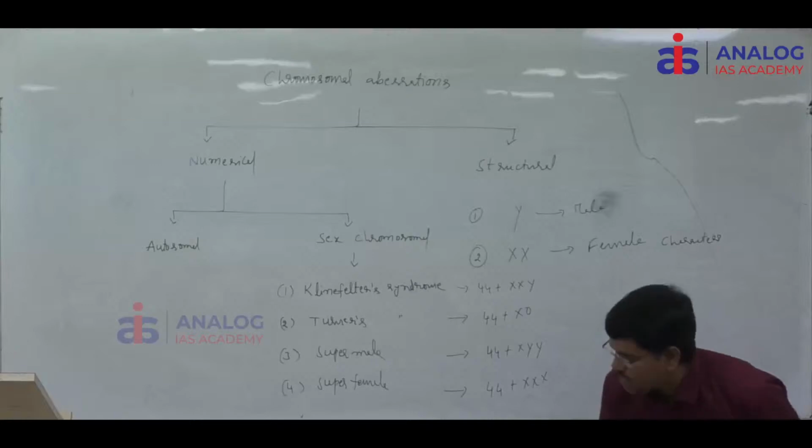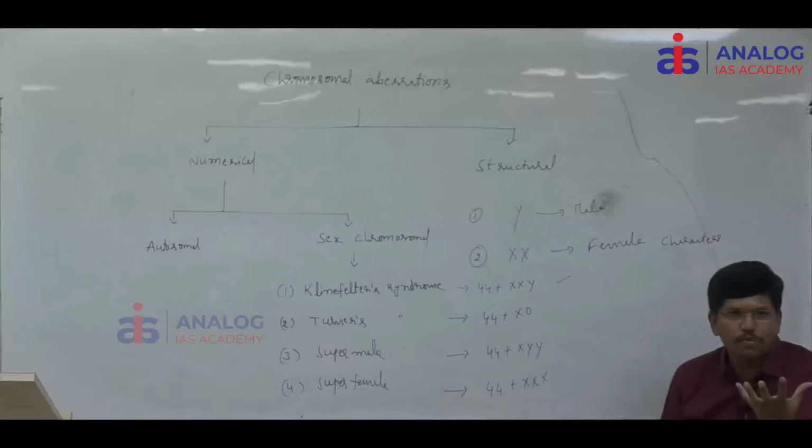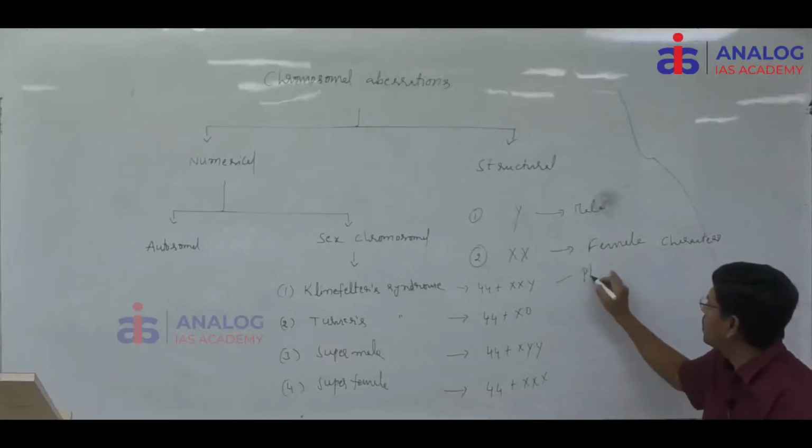Now tell me, first of all, you have to tell the external form. That means the externally visible form is called phenotype.